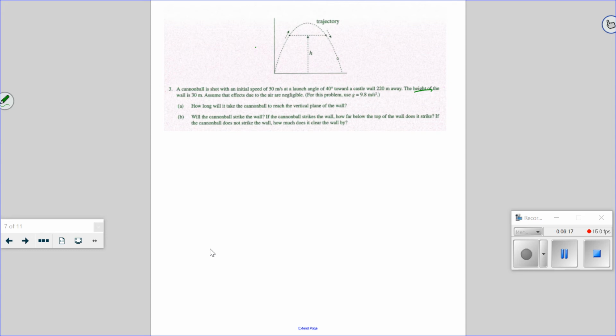How long will it take the cannonball to reach the vertical plane of the wall? This picture goes with the earlier problem. It's similar though. They say to use 9.8. Sometimes for your response they will say 9.8. You should have got 5.74 seconds.